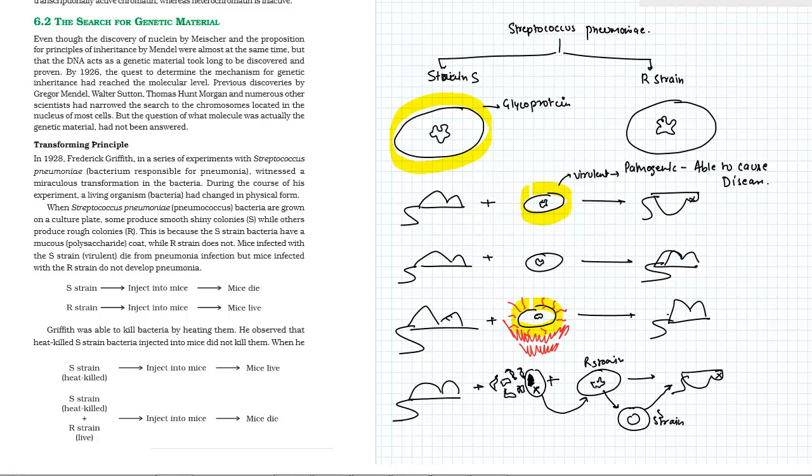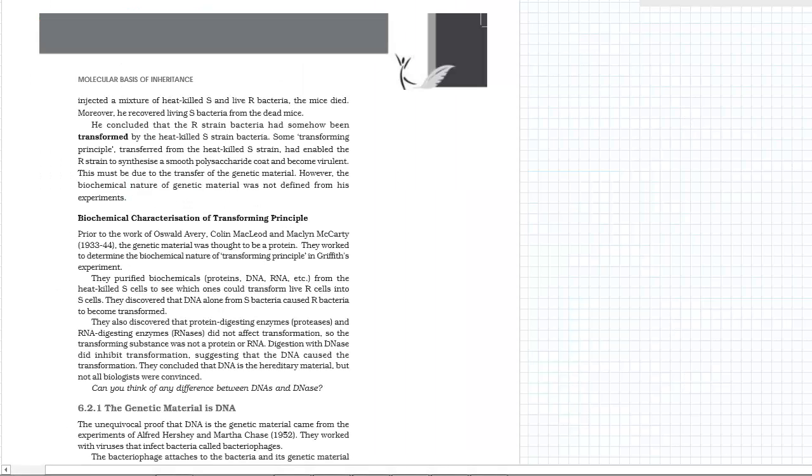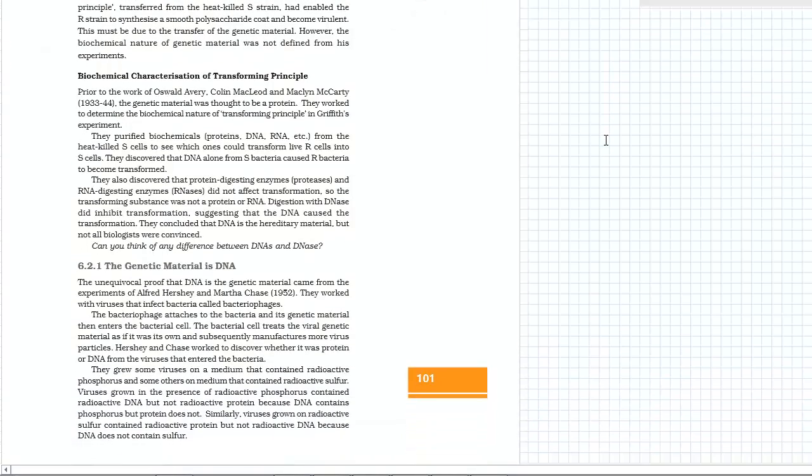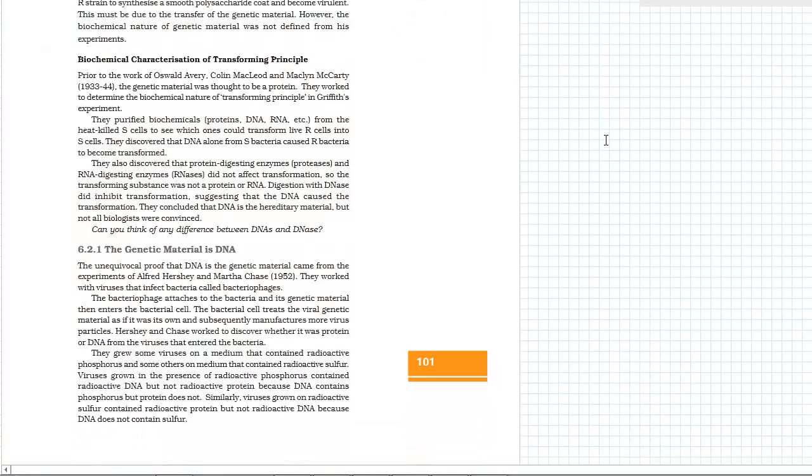But he could not tell what that macromolecule is, according to the molecular level, what is that macromolecule that is able to convert one particular bacteria into some other bacteria. Now this particular experiment was taken up by 3 other scientists after some time, and these 3 scientists were Avery, McCarty and McLeod. So these 3 scientists took up the same experiment, okay.